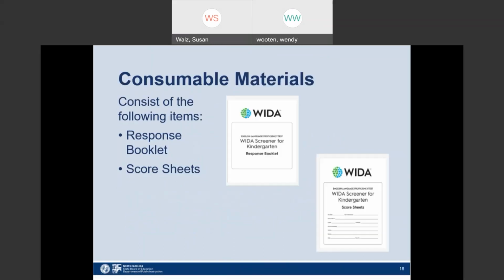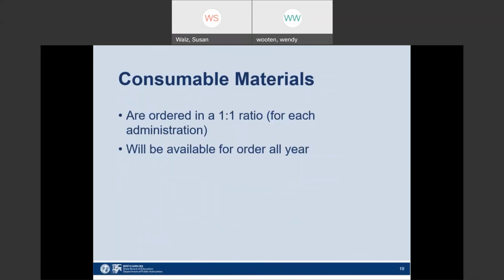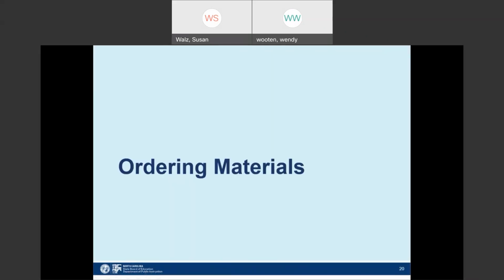Consumable materials are also necessary for each WIDA screener for kindergarten administration. And these materials, as you see on the screen, include a student response book and a score sheet. For this reason, the materials are ordered in a 1-to-1 ratio. Like the reusable kits, these elements will be available for order all year in the ordering system. So you're probably wondering, how do I go about ordering materials? So let's take a look at that process.